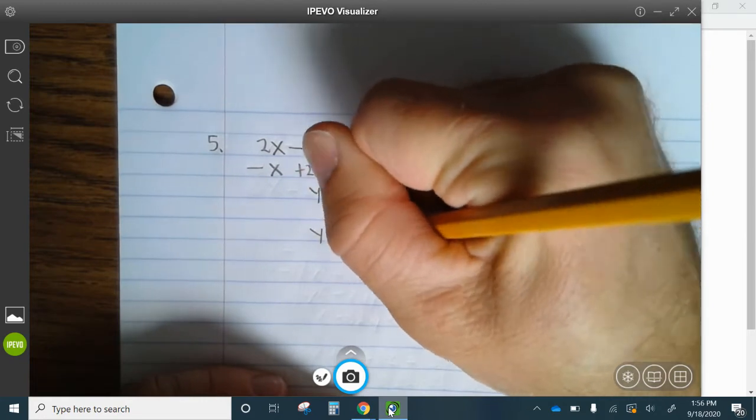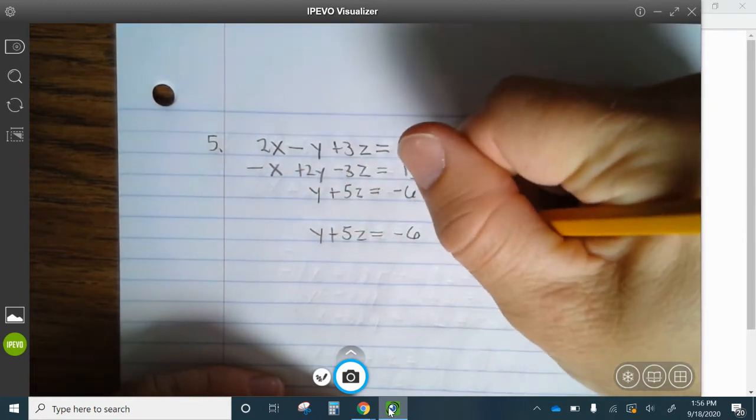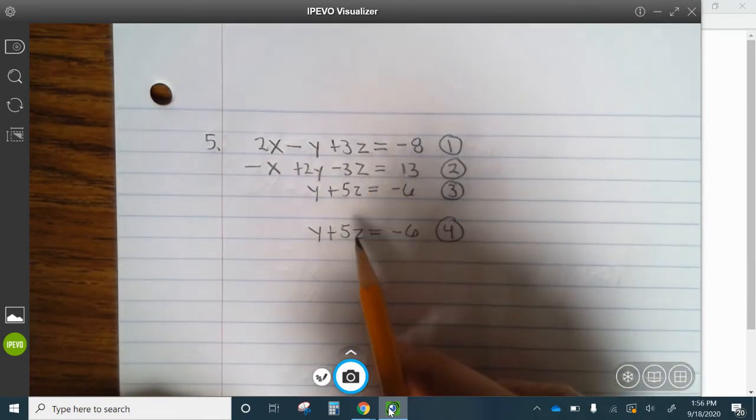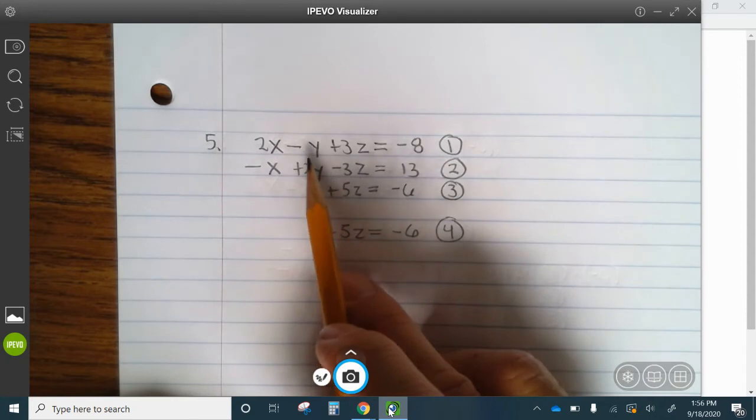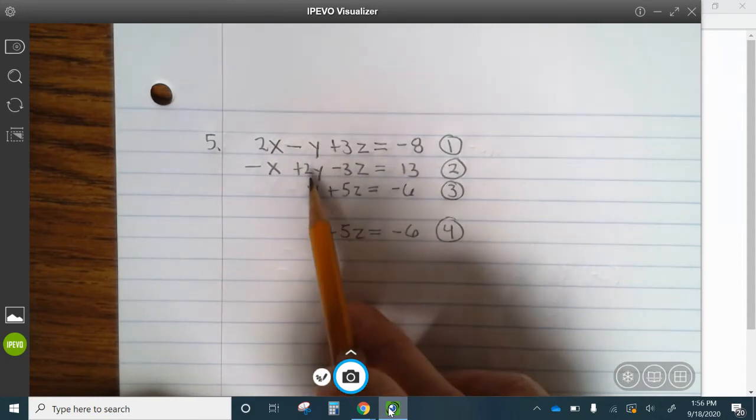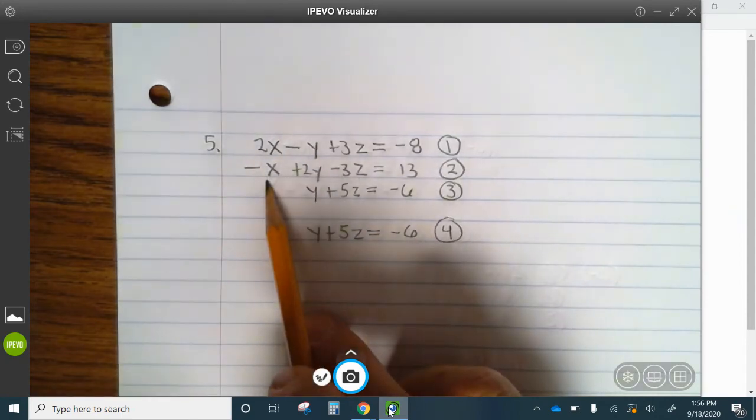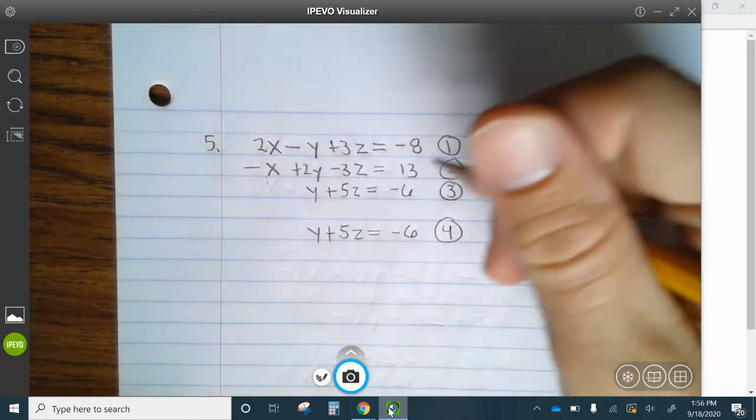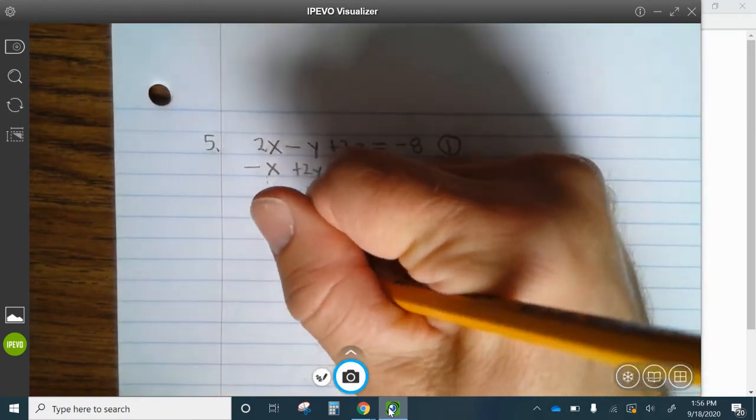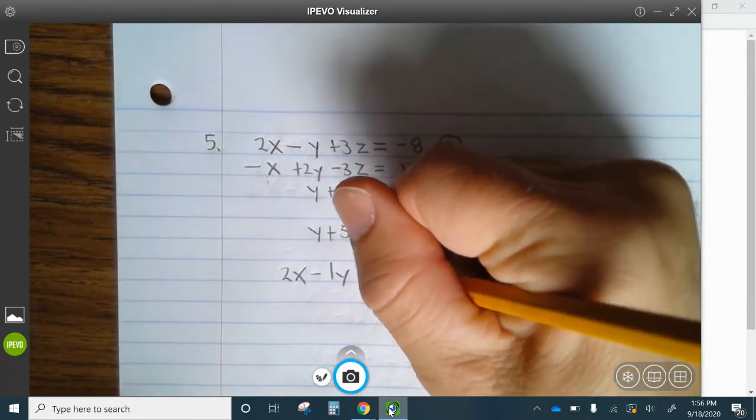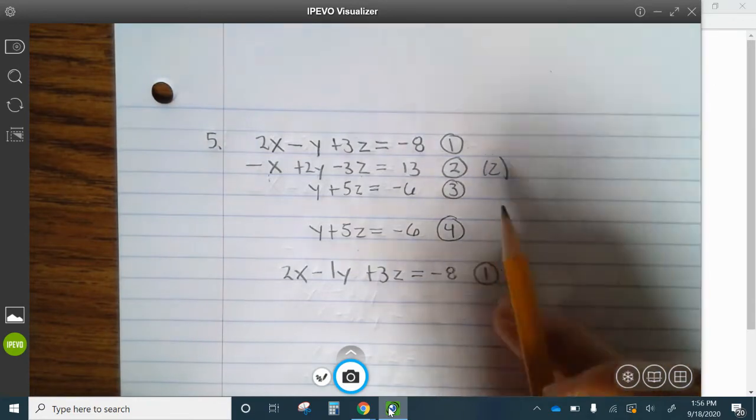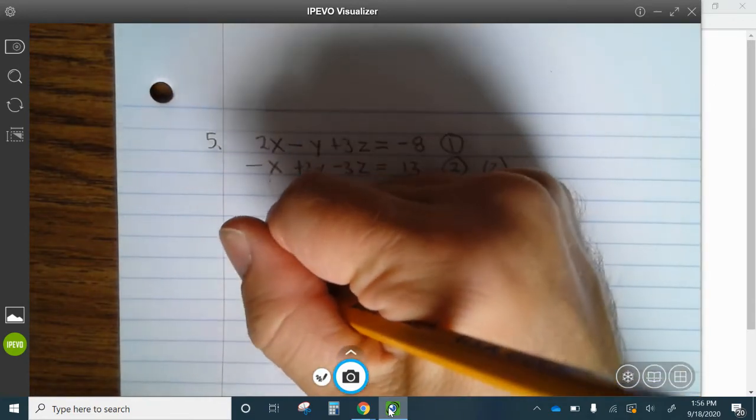So we need to multiply equation 2 by 2 and keep equation 1. So that's 2x minus 1y plus 3z equals -8. That's equation 1. We're going to multiply equation 2 by 2, so that's -2x plus 4y minus 6z equals 26. And that's equation 2, multiplied by 2. Okay, so the x's cancel.